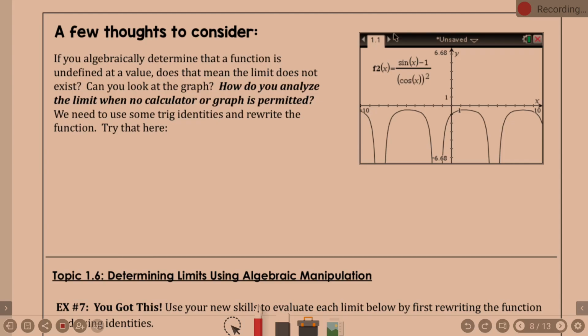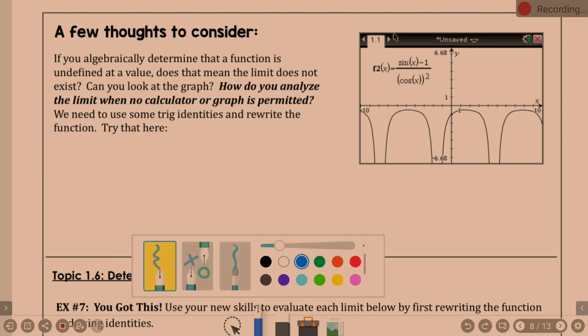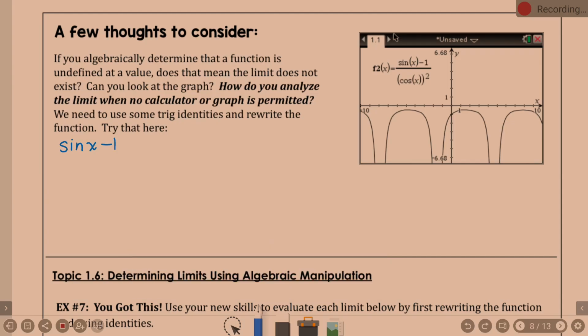Well, they don't have a limit there. They just have a graph, don't they? So let's look at this expression: sine x minus 1 over cosine x, quantity squared. Oh, I do have a limit down here. It's just not written in there. So before we readjust.